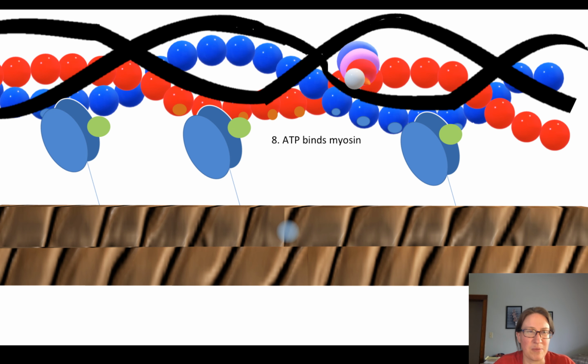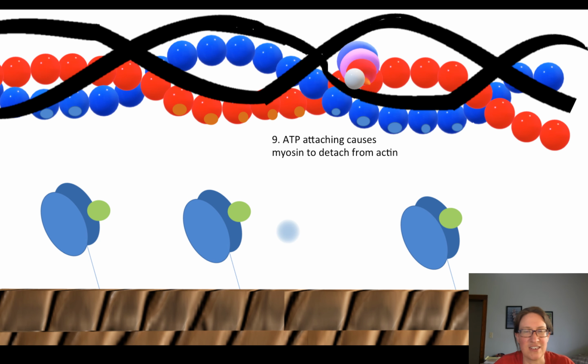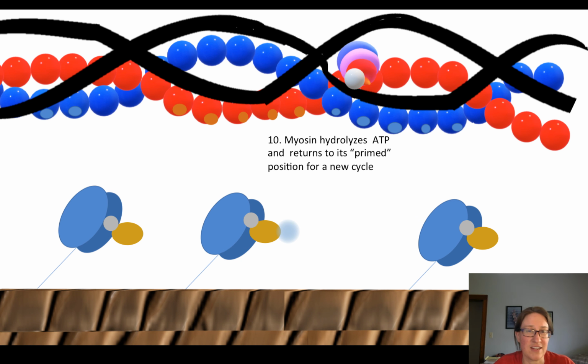Then, as we complete the power stroke, ATP is going to bind to the myosin, and that's going to cause the myosin to detach from actin again. Myosin will then hydrolyze ATP, and that will allow it to return to its primed or cocked position, which will allow a new cycle to take place. So when calcium is present, the power stroke can continue occurring without interruption.